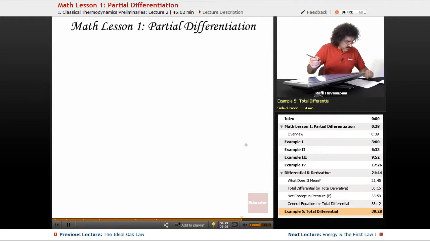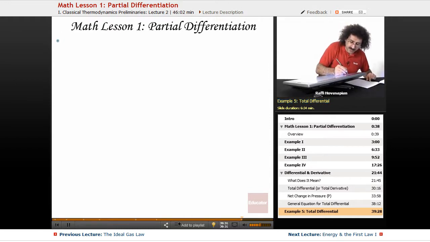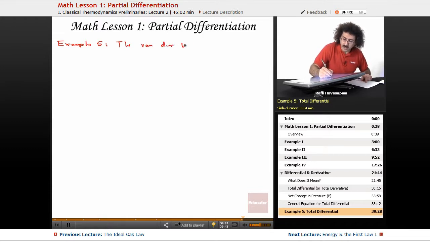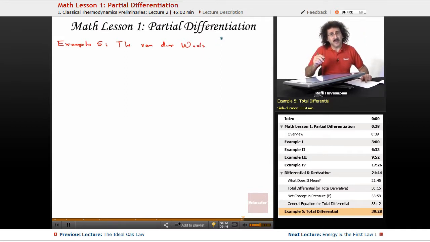Okay, so this is going to be example 5. The van der Waals equation. You remember the van der Waals equation from general chemistry. It is a fix of the ideal gas law to bring it more in line with the description of the way real gases behave.